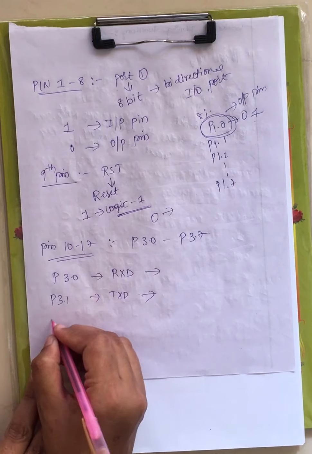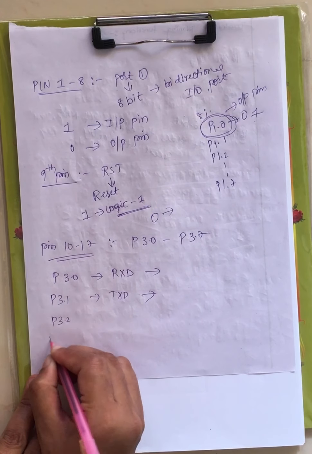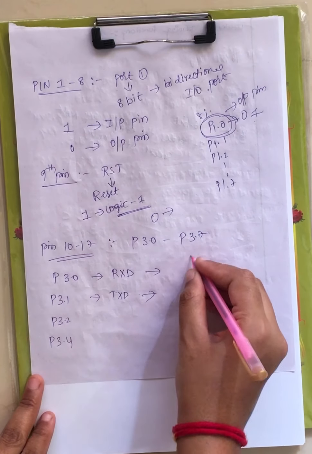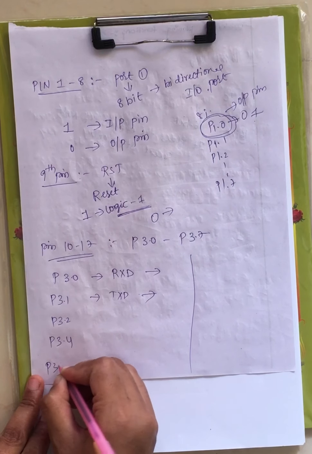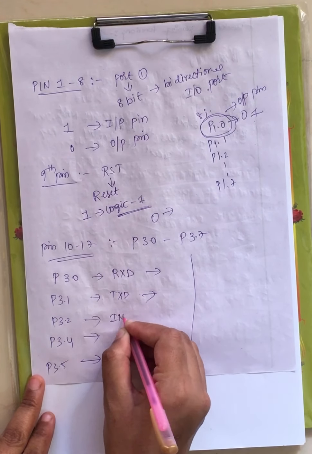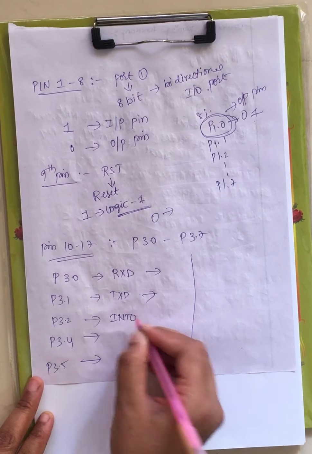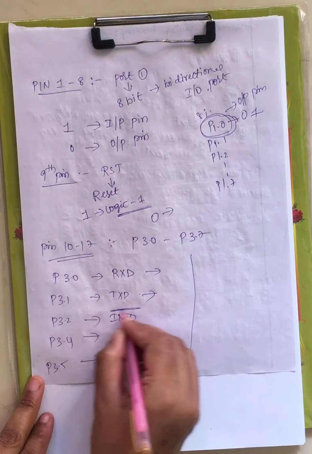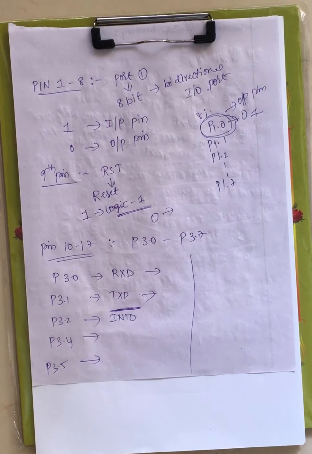And next we have the interrupt ports, port 3.2 and port 3.3. Now port 3.2 is for interrupt 0, and this is an active low signal, that means it will operate for logic 0. You will have a bar, it will operate for logic 0 and for logic 1 it won't operate, right?